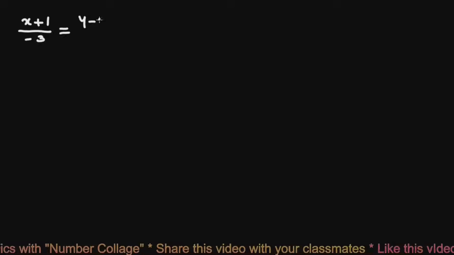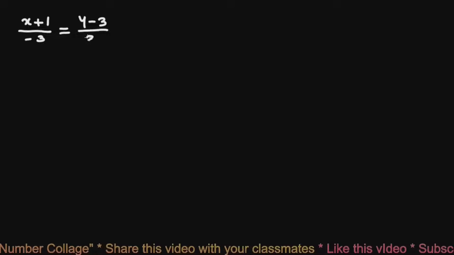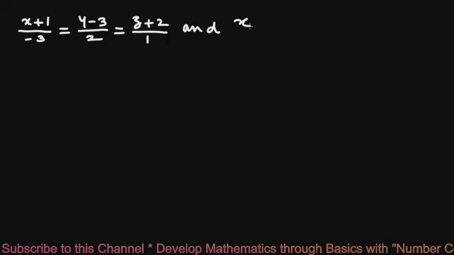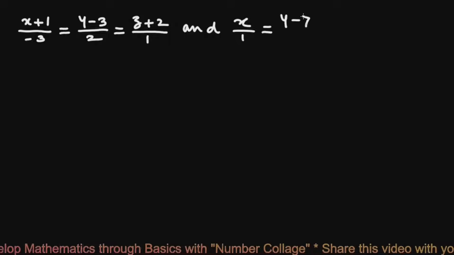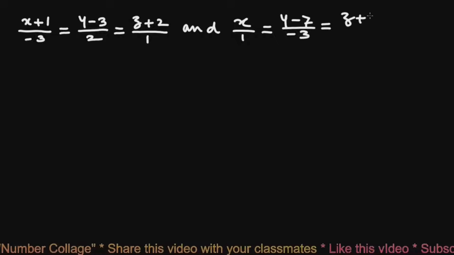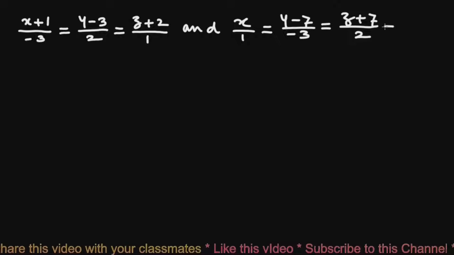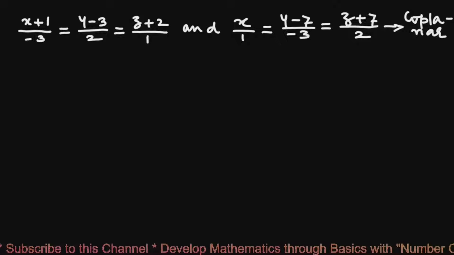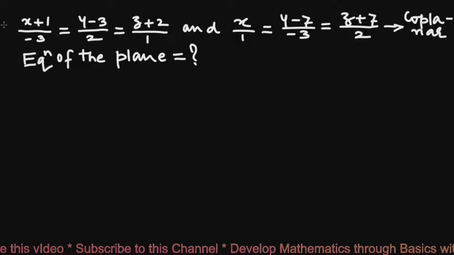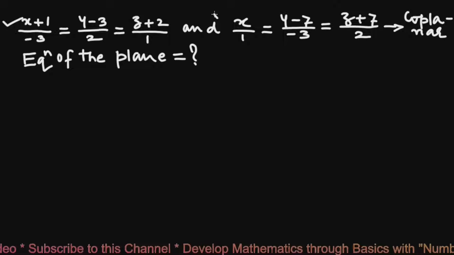We have to show that the lines (x + 1)/(-3) = (y - 3)/2 = (z + 2)/1 and x/1 = (y - 7)/(-3) = (z + 7)/2 are coplanar. And next we have to find the equation of the plane to which these two lines belong.